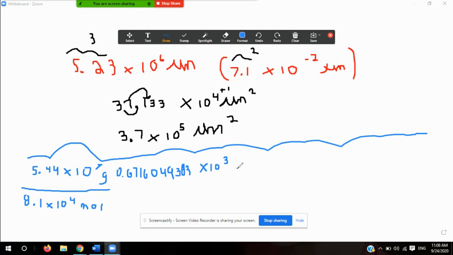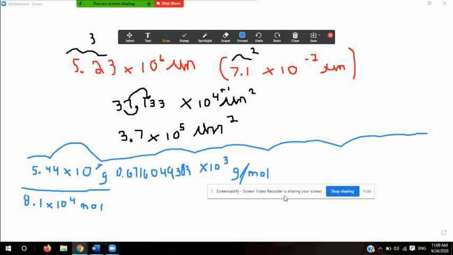Now, we're going to apply the same rules that we did here. When you're multiplying, you multiply the units, but when you're dividing, because the units are not necessarily the same ones, we just leave it expressed as grams over moles, or g over mole in this case.